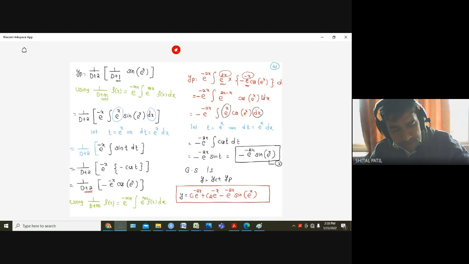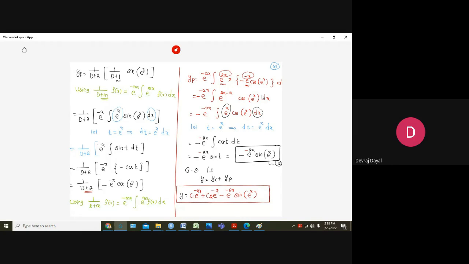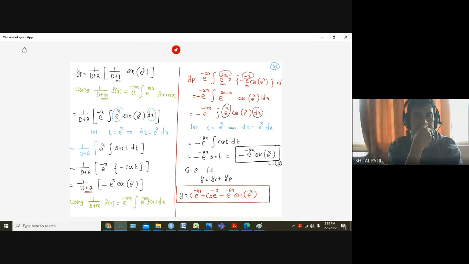Everyone is getting this? Till now we were finding complementary function and particular integral separately. I think this is the first example where we solve the whole example and obtain the general solution. Everyone is getting this? Yes or no? Yes, sir. Okay, great. Go ahead and solve the example. Write it. Complete the example.